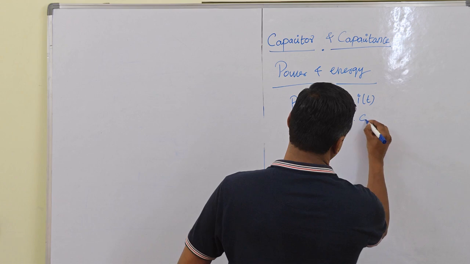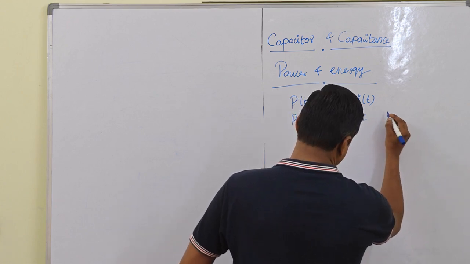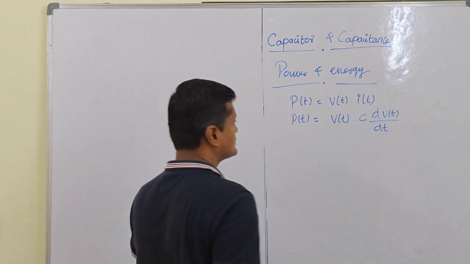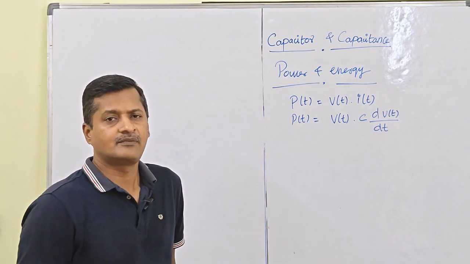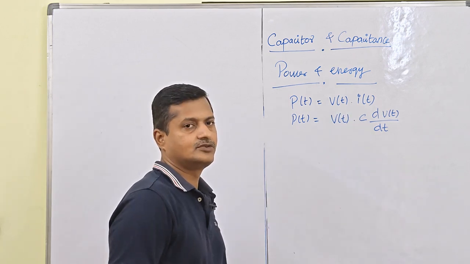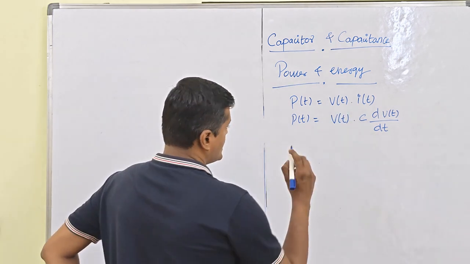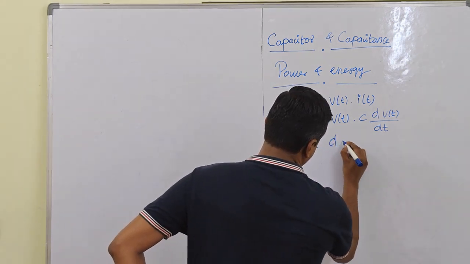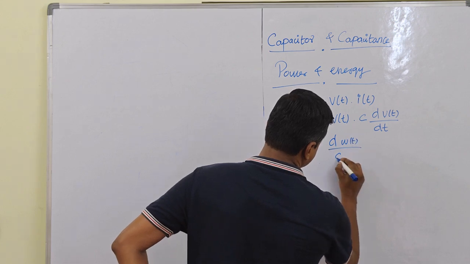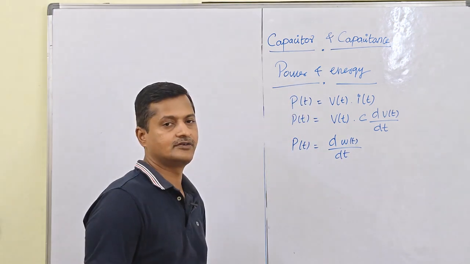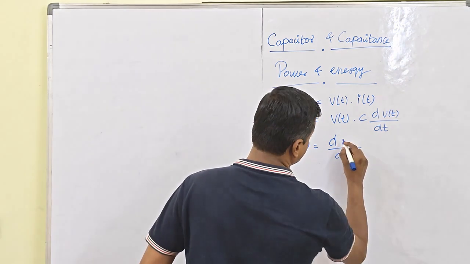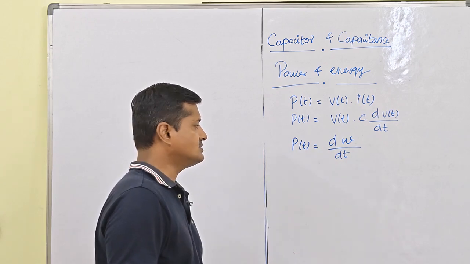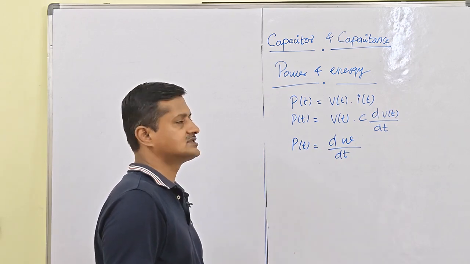So P of t equal to V of t into I of t, and I equals C into dV of t divided by dt. So by I we can write C into dV of t divided by dt. Another equation for power with respect to time is dW, energy, divided by dt. So power is energy with respect to time.